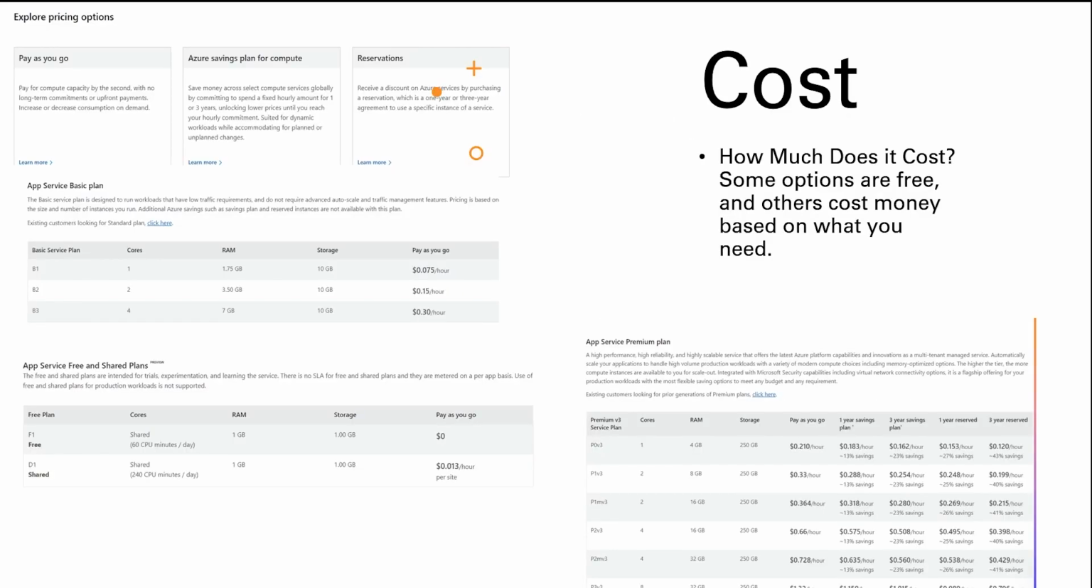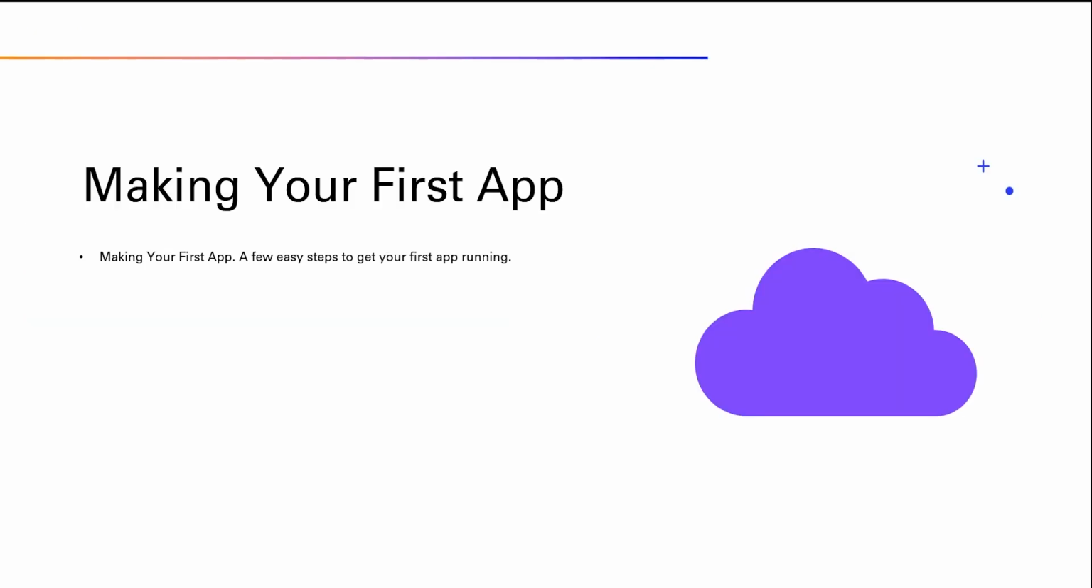If you see some costing plans, we can try using this service using F1, which is free. We can use this free and shared plan to develop and test our applications, and then we can go for the basic plan. If our use case says that we need more cores, more RAM, more performance, then we can go for app service premium plans. Let's go and create our first Azure App Service using Azure Portal.